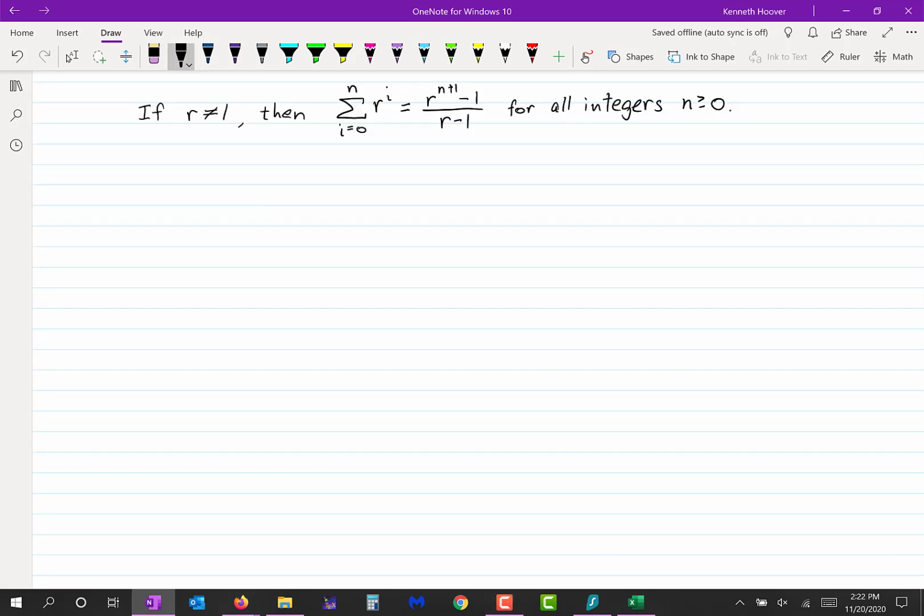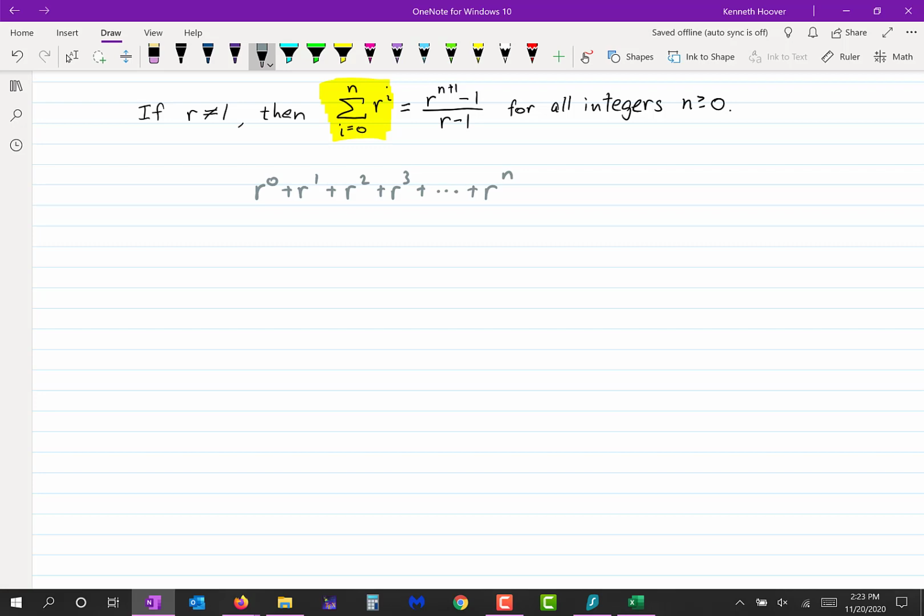Okay, look at that statement. If r is not 1, then, do you remember how to read that? That is the sum, that's what capital sigma stands for, of r to the power i, where i starts at 0 and goes to n. So that is r to the 0 plus r to the 1 plus r squared plus r cubed plus so on and so on up to r to the n. That's what that yellow stuff on the left-hand side means.